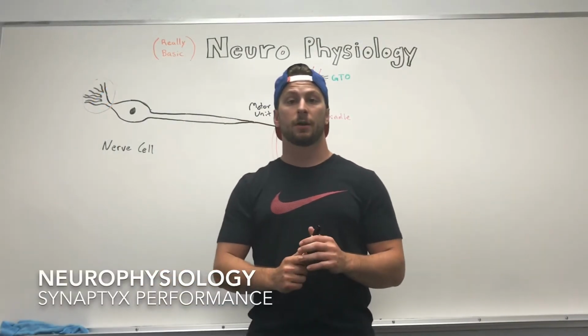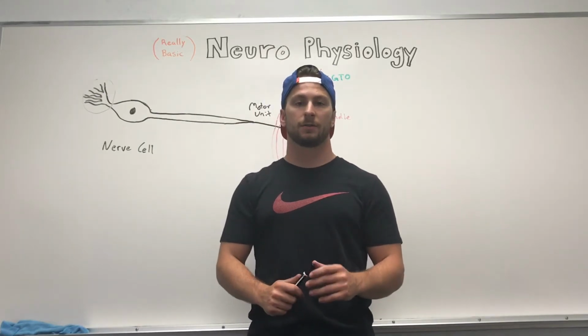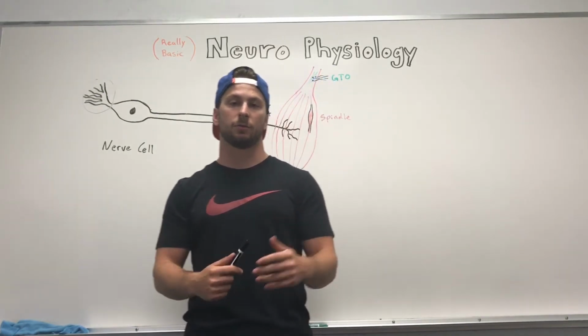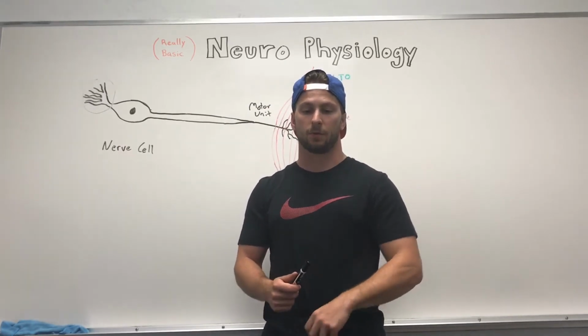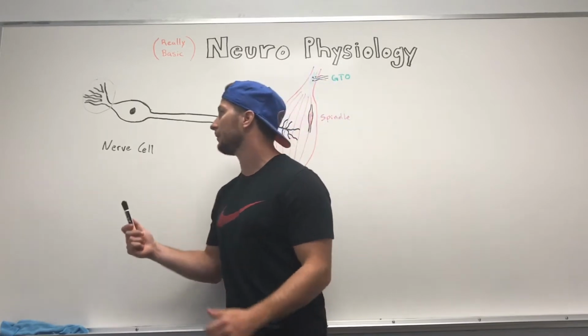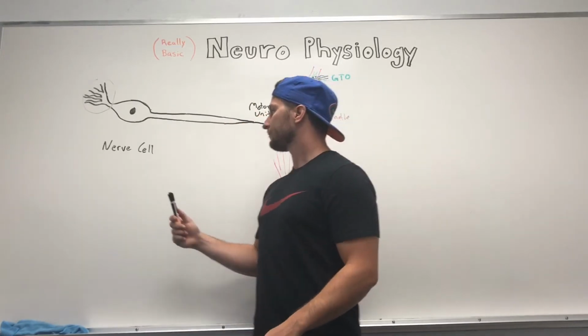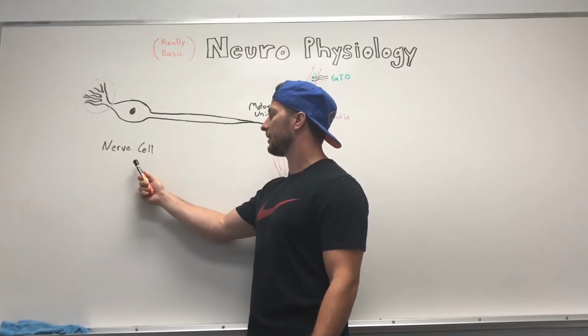So today we're going to be talking about neurophysiology. In our last video we talked a little bit about some neuroanatomy and the structural components of our nervous system. And so today we're going to get more into the processes going on at a cellular level. All right. So the most basic component of our nervous system is a nerve cell.